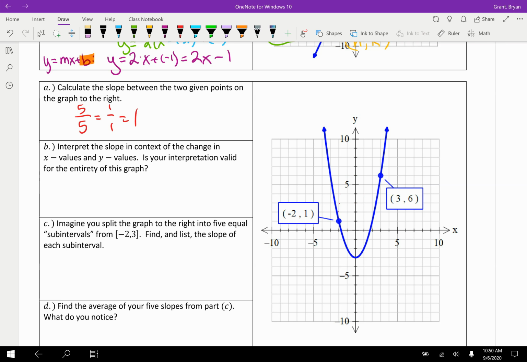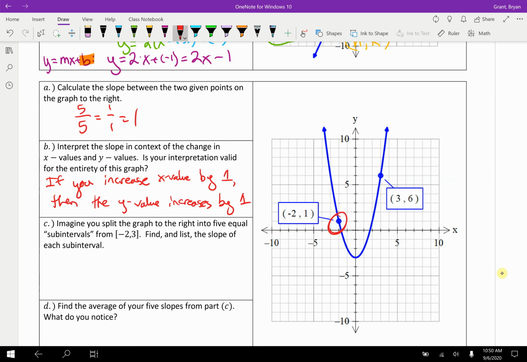Interpret the slope in context of the change of the x and y values. Well, that tells me, let's see, and I'll do what I said I wouldn't do before, but I'll use increase. If you increase the x value by 1, then the y value increases by 1, right? So, does that work for the graph? Well, it actually doesn't, because if you start at this point and you increase the x value by 1, and then you increase the y value by 1, you get a point that's no longer on your parabola.